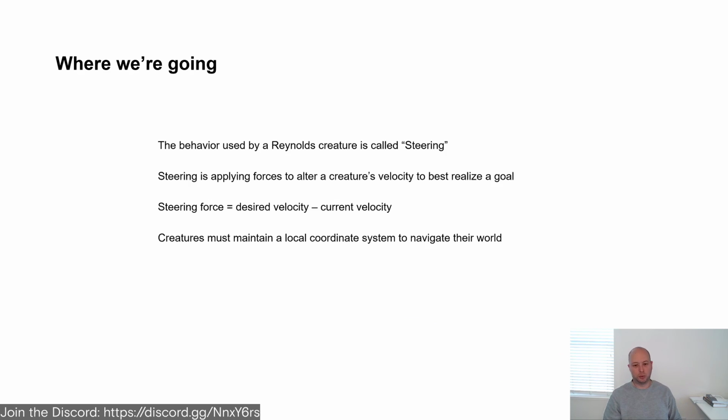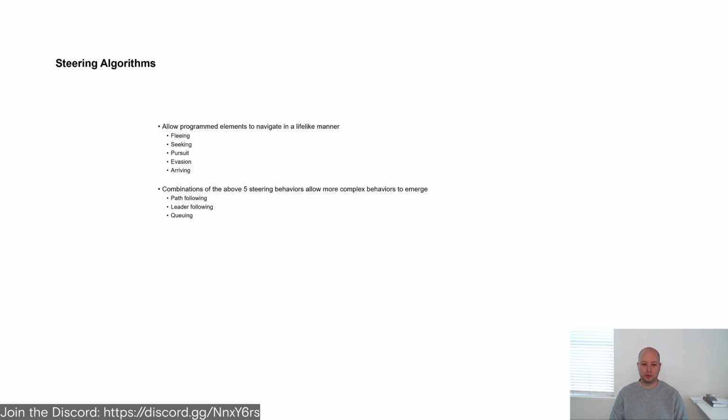So we're going to use a behavior used by Reynolds called steering. Steering just applies a force to alter your velocity to best realize a goal. The force is going to be your desired velocity minus your current velocity. And then effectively you need to be in the local coordinate system of the world to do so. So let's take a look at one of these steering algorithms.